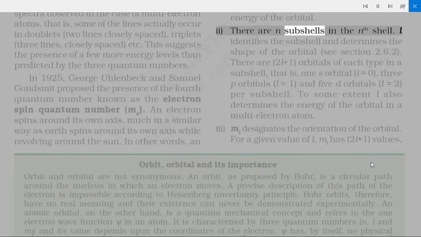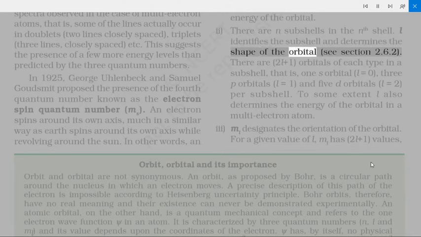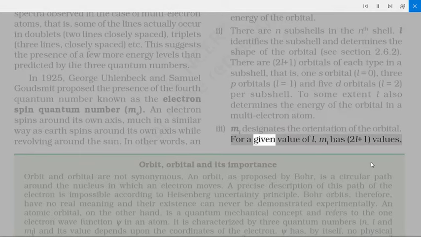2. There are n subshells in the nth shell. l identifies the subshell and determines the shape of the orbital. There are 2l plus 1 orbitals of each type in a subshell, that is, one s orbital (l equal to 0), three p orbitals (l equal to 1), and five d orbitals (l equal to 2) per subshell. To some extent, l also determines the energy of the orbital in a multi-electron atom. 3. m_l designates the orientation of the orbital. For a given value of l, m_l has 2l plus 1 values.